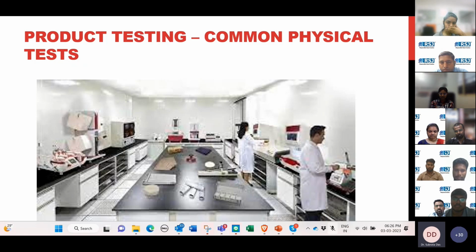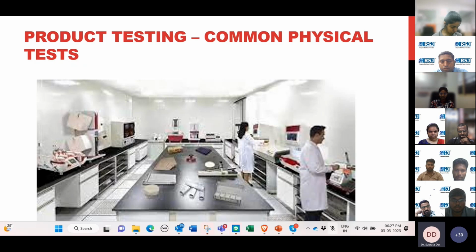Now, I just want to briefly cover the common physical tests, not in detail. These are available in any laboratory, starting from GSM, then thread count, peeling resistance, abrasion resistance, tensile strength, and tearing strength. All these things are measured under the common physical tests.